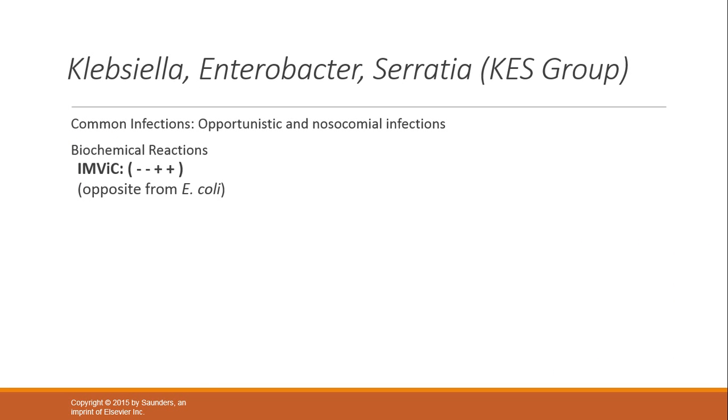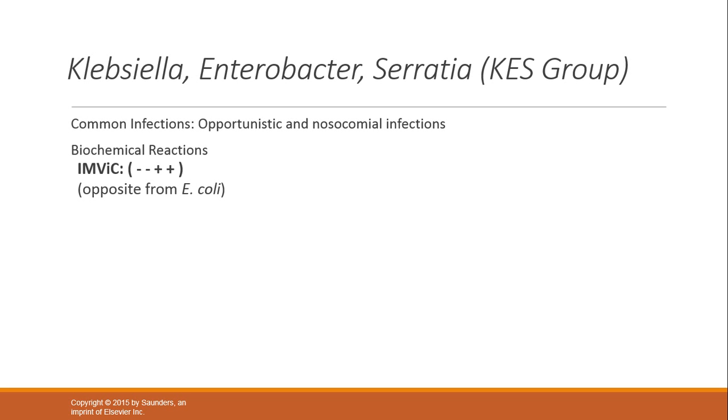Okay? All right, the next group we're going to talk about is your Klebsiella, Enterobacter, and Serratia. And this is the KISS group, okay? I think about the band KISS, the KISS group. And if we group them together and know the common characteristics of the organisms in this group, hopefully we can memorize things a little bit more easily. So they share a lot of properties. Again, they're common opportunistic and nosocomial infections. What's a nosocomial infection? An infection that you get in the hospital.